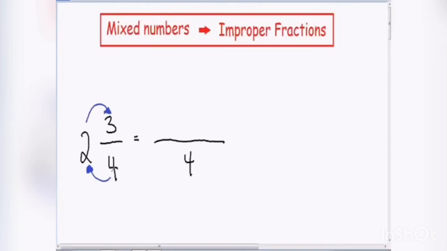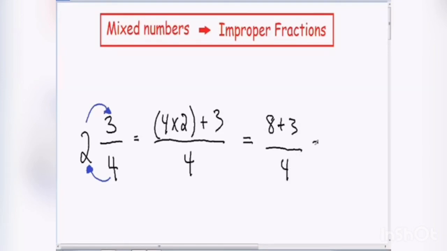So once again, we need to multiply the denominator of 4 times the whole number of 2, and then we need to add all of that to the numerator of 3. So then in our numerator, we have 4 times 2, which is 8, plus 3. And in our denominator, we still have our 4. And 8 plus 3 is equal to 11 over 4. So now we have an improper fraction because our numerator is greater than our denominator, and our final answer is 11 over 4.